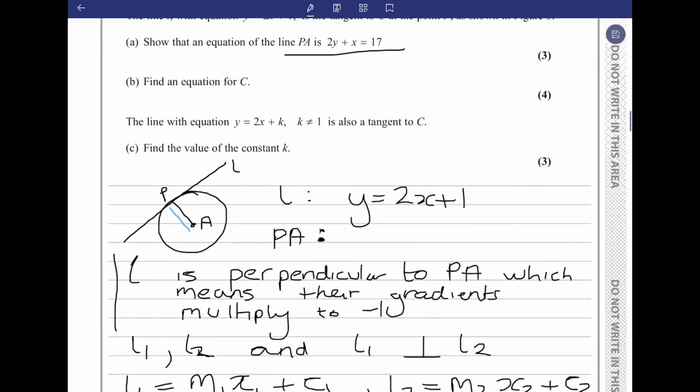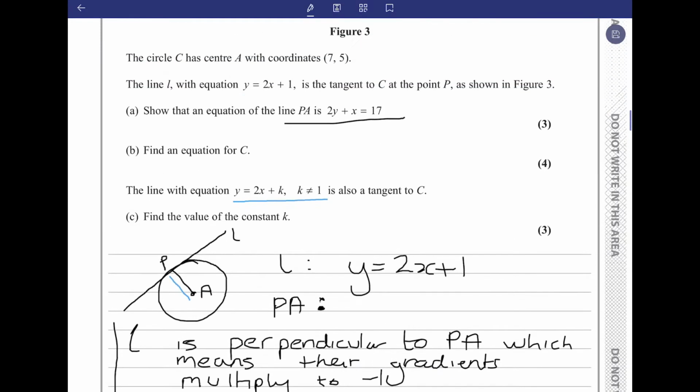So let's have a look at part C. The line with equation y equals 2x plus k, with k not equal to 1, is also a tangent to C. Find the value of the constant k. The first thing to note is that this line is not the same as L because k is not equal to 1. This simply means that it crosses the y-axis at a different point, but also the gradient is the same as L, which must mean that it's parallel to L.